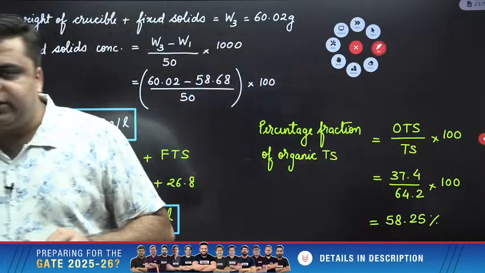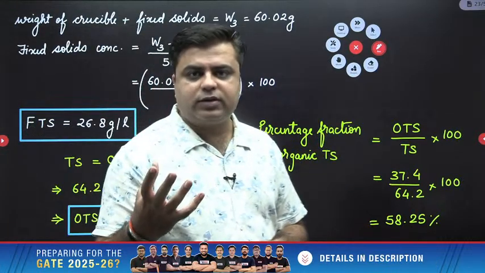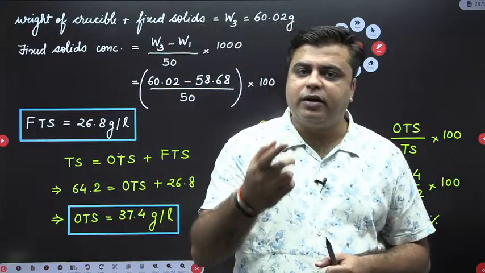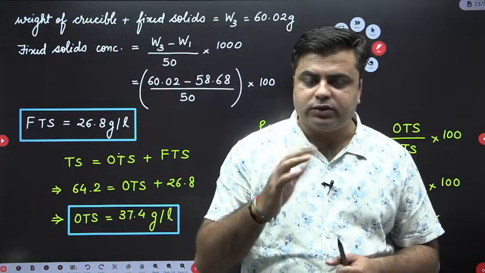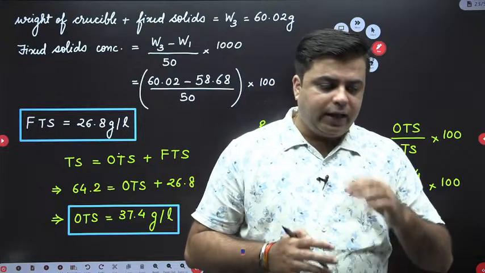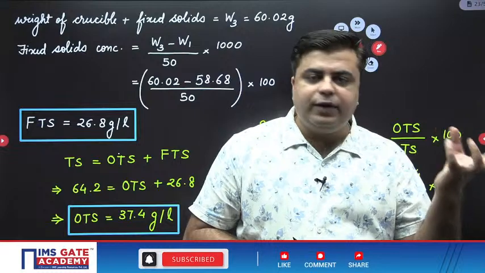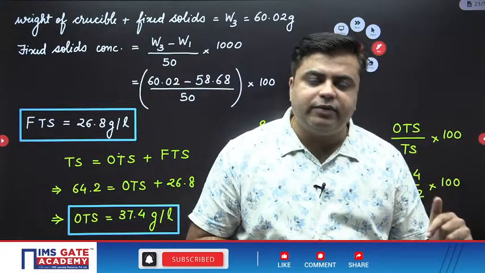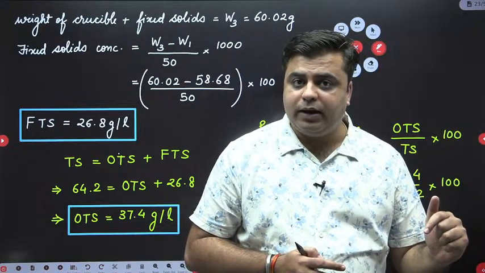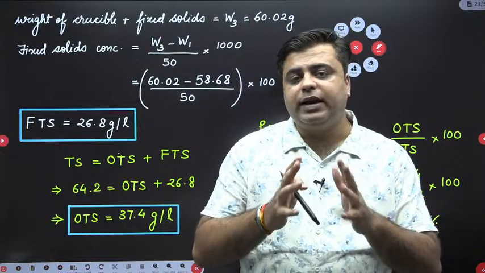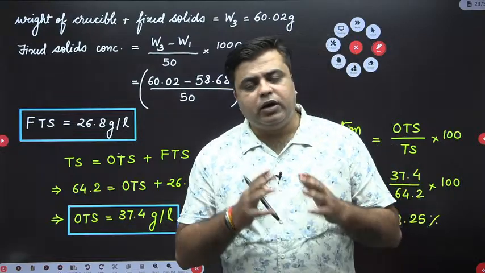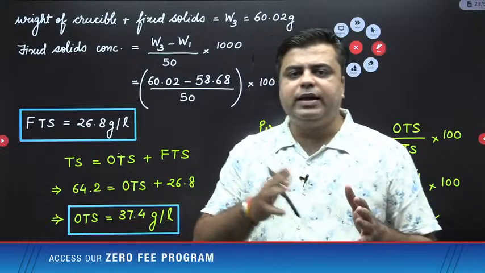So total solids, how to find out total solids? You take the water sample, keep it in oven at 104 degrees Celsius for 24 hours. All the water will evaporate, and whatever amount of total solids you get, you take the weight of that total solids, divide it with the volume of water sample in ml, multiply it with 1000, you will get the total solid concentration.